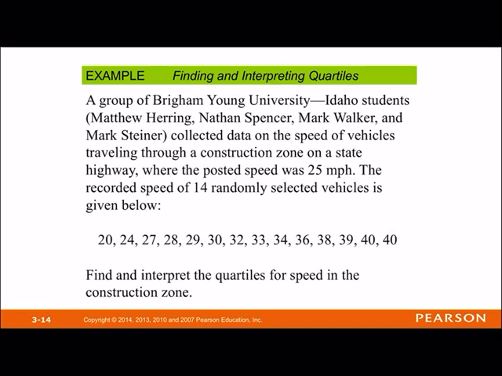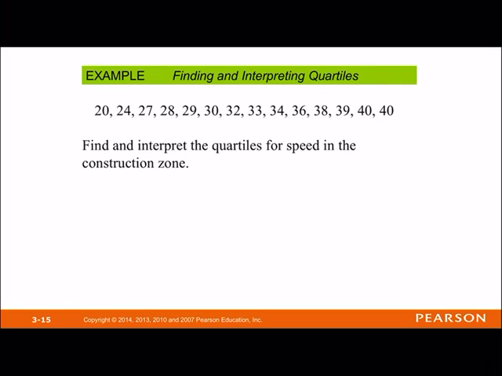Okay, so again, the first thing that we're going to have to do is order that data from smallest to largest. So here it is, your data values from smallest to largest, and now let's find our median. So the first thing I'm going to do is count the number of scores. There's 1, 2, 3, 4, 5, 6, 7, 8, 9, 10, 11, 12, 13, 14. There's 14 scores. That's an even number of scores.